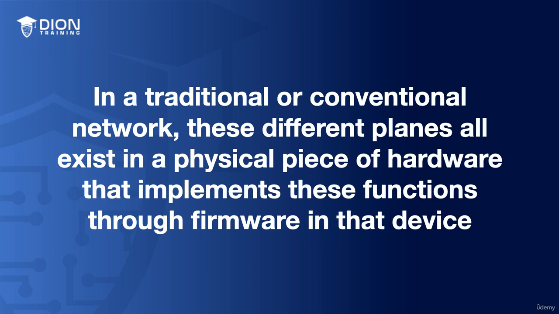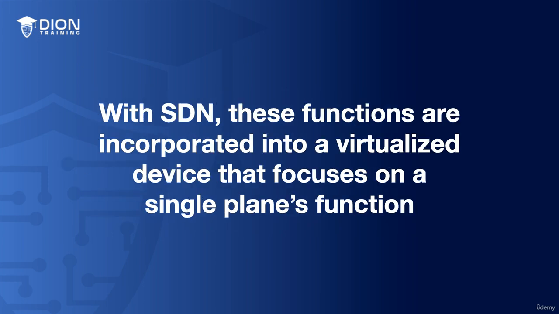Now, in a traditional or conventional network, these different planes all exist in a physical piece of hardware that implements these functions through firmware in that device, like a router or a switch. But with software-defined networking, these functions are moved out of the physical devices and their firmware. Instead, these functions are incorporated into a virtualized device or decoupled device that focuses on a single plane's function at a time using APIs provided by the vendors to communicate between those three planes.